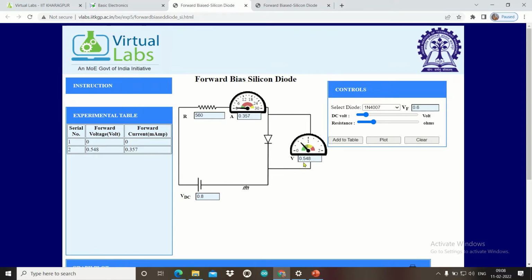You can see across the diode you have 0.548 volt, and this is the forward current. It has been recorded. I will increase a bit and add to the table. Now you can see when I increased the DC voltage, that DC voltage is developed across this power supply, that is the battery. So what does that mean? We are actually applying 1.1 volt, but the voltage across the diode is 0.556 right now. And since the diode has not reached the cut-in voltage, you can find the current that is recorded is very less. Now here we can see it is 0.57. Here you can see the forward voltage is 0.6 volt.